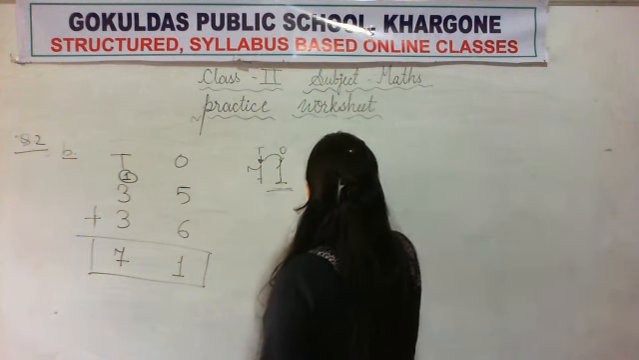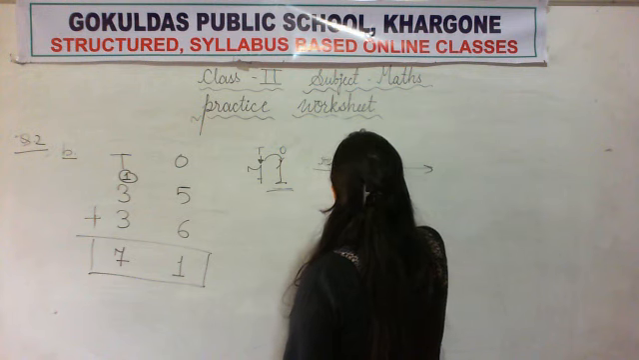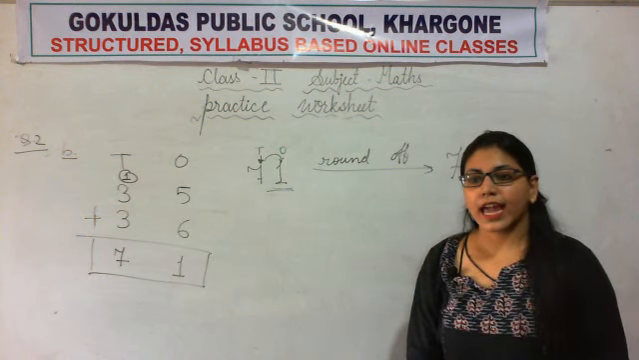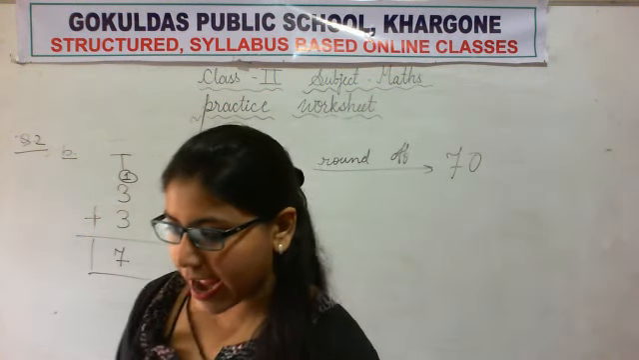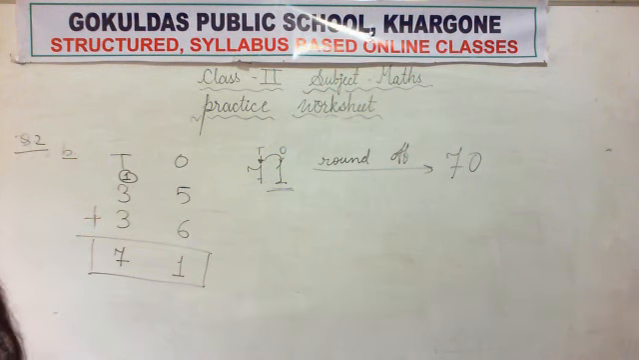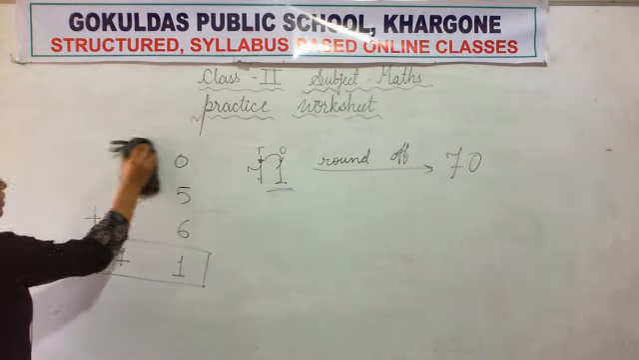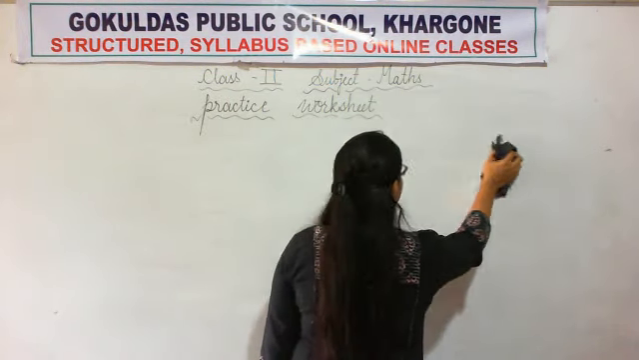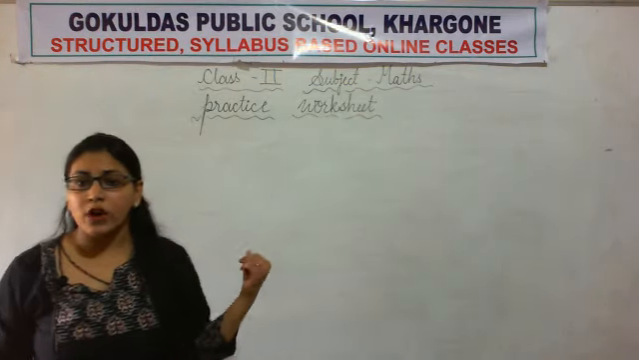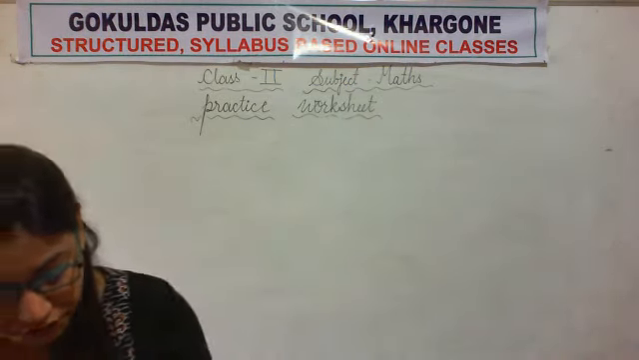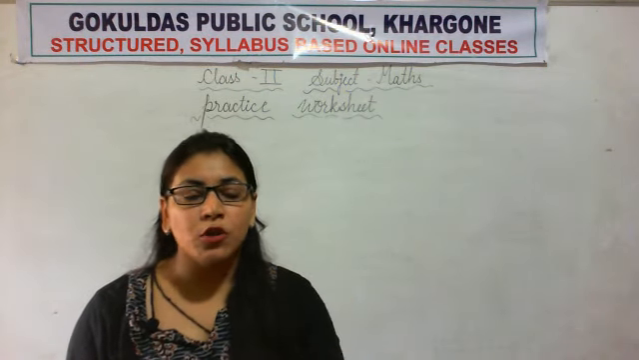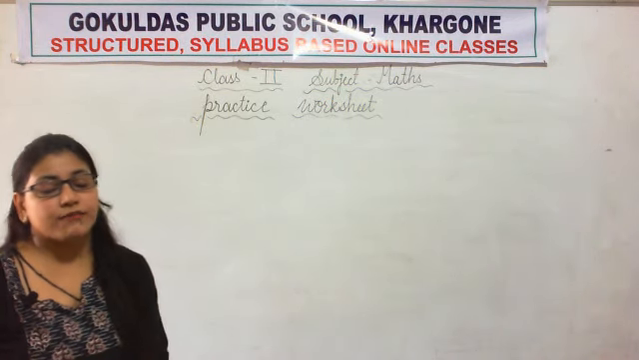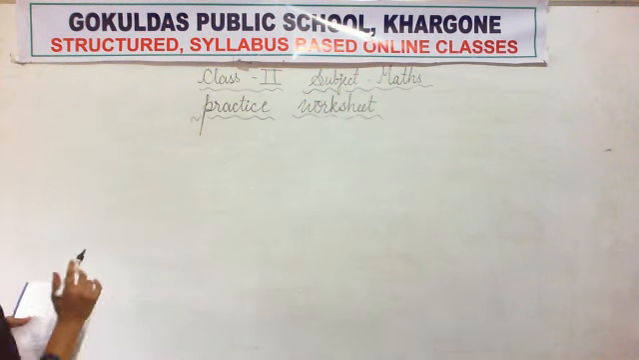Okay. So when we round it off, we will get 70. When we round off 71, we will get 70 as the answer. Now this is how you can do the remaining questions also. Some of you made mistakes in the rounding off question. That is why we are solving it again, and almost all the students did it correctly. And those who have not done this worksheet yet, please solve it.